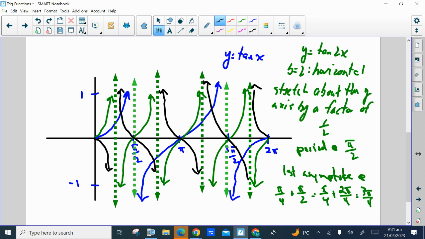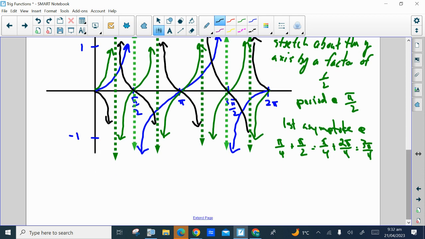Okay. So most of this is review from what you learned in 30-1. The only part that we've added here is we looked at the graph of the reciprocal ratios, and we did a bit more work with transformations of tangent. The rest of the stuff you had done before. So for practice, you can work on these questions.